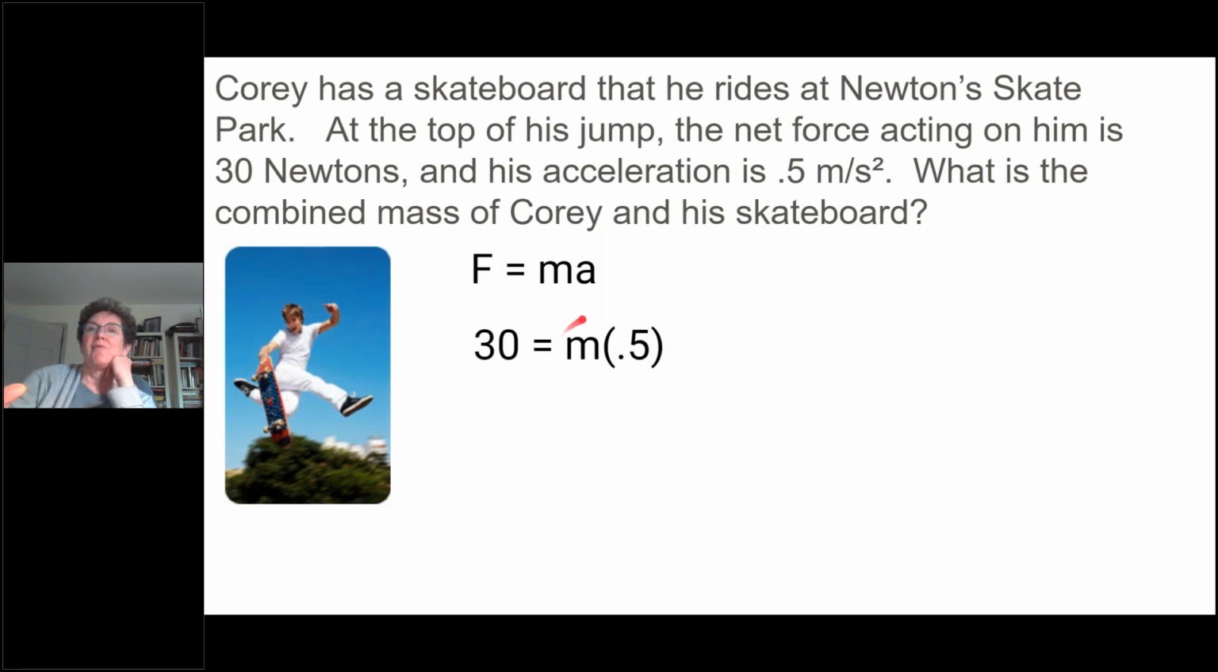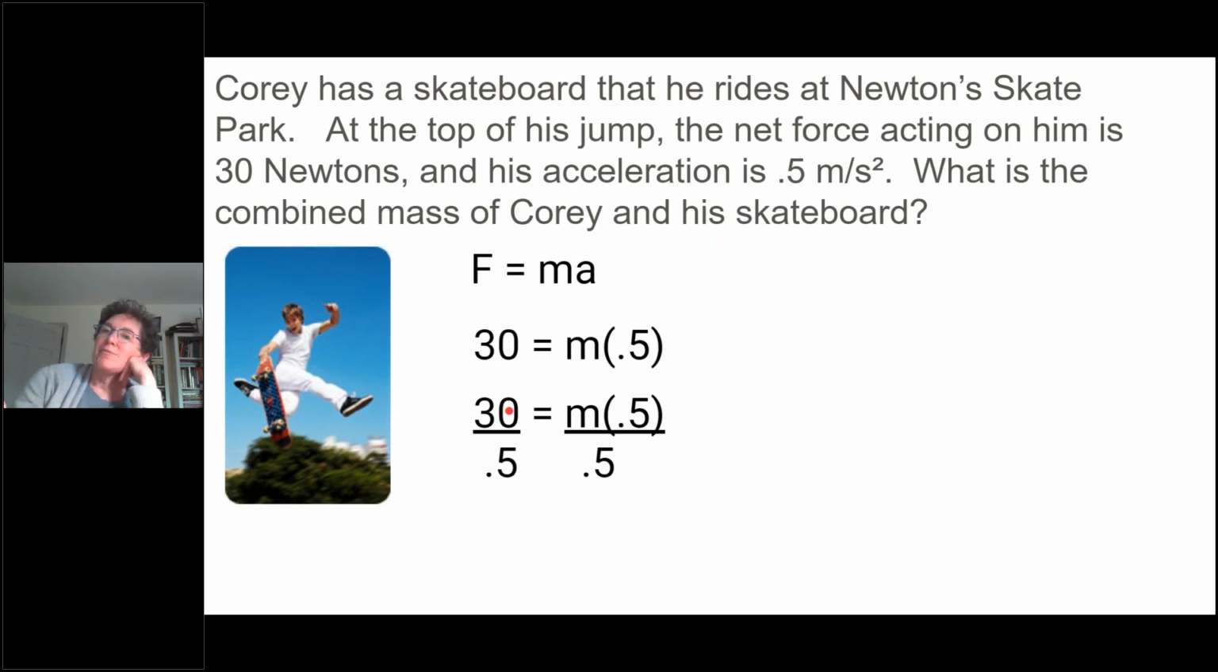How do I find out what the mass is? I know that the mass is multiplied by the acceleration. So to undo this multiplication and have the variable remain by itself on this side, isolate my variable, I'm going to divide both sides by 1/2.